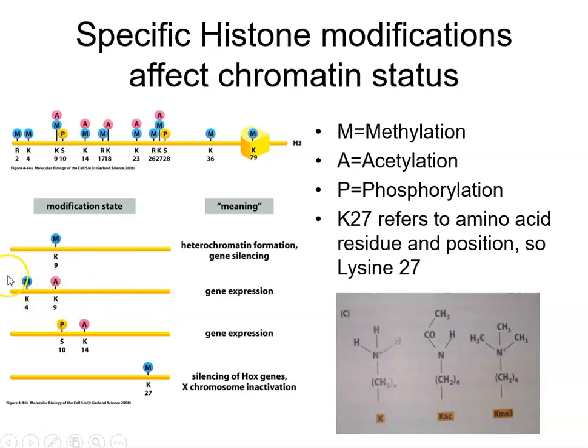Now, confusingly, histone H3 lysine 4 methylation is also associated with gene expression. That's the only methylation you'll ever come across that's associated with active gene expression. Ignore the phosphates. Here we've got histone H3 lysine 14 acetylation, that's active gene expression. And then the other major one, histone H3 lysine 27 Me3, is associated with X chromosome inactivation and silencing of Hox genes, which we're going to come on to later. Hox genes are developmental genes, very important in tissue patterning.